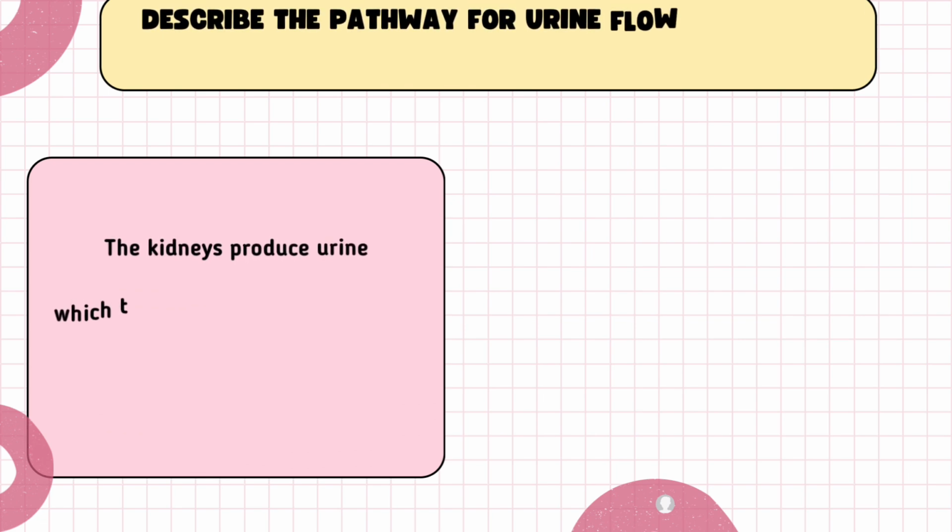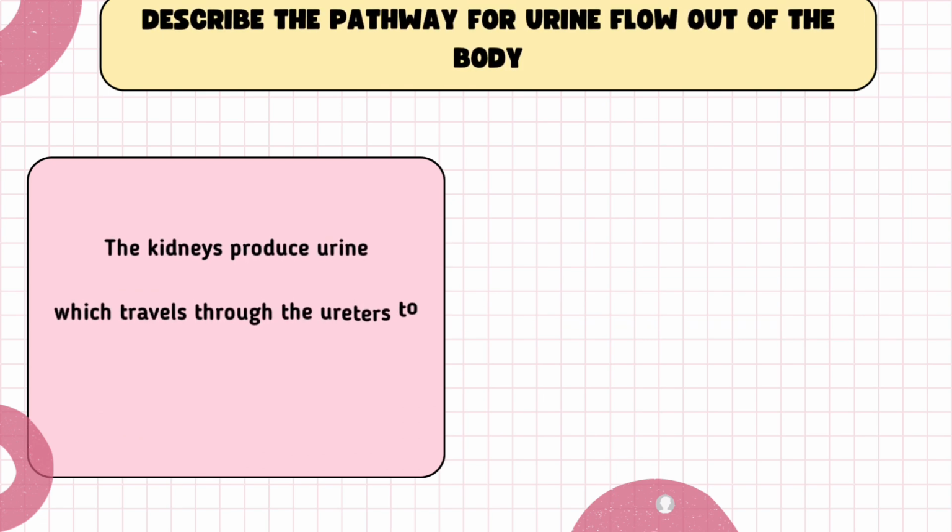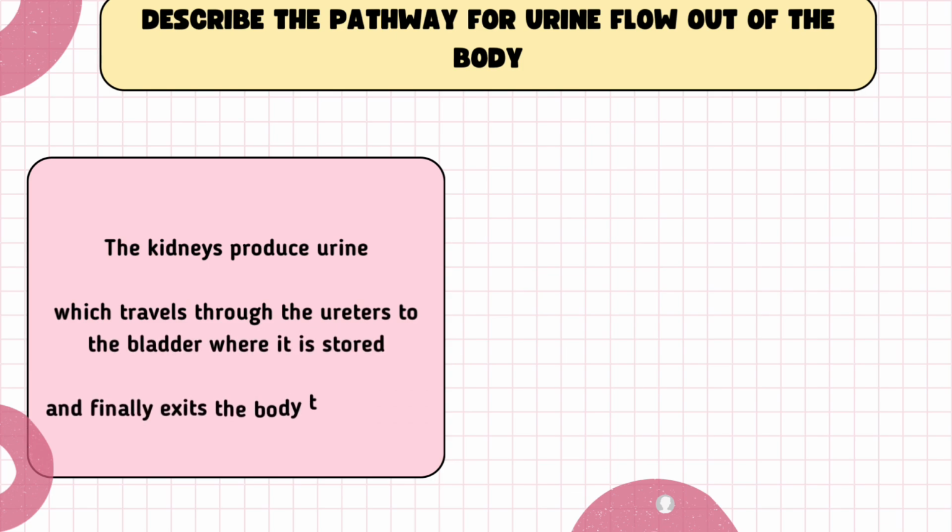All right, guys, in this last slide, we will talk about the pathway for urine flow out of the body. So the kidneys produce urine, which travels through the ureters to the bladder where it is stored, and then it'll finally exit the body through the urethra. So essentially, the flow is from the kidneys to the ureters to the bladder and then out through the urethra.